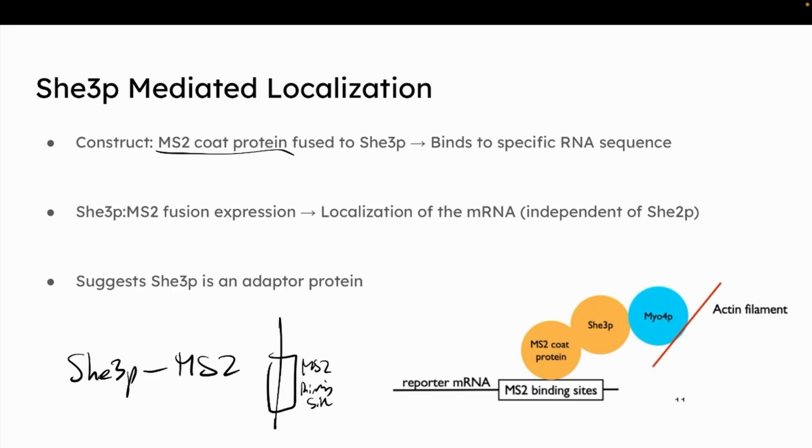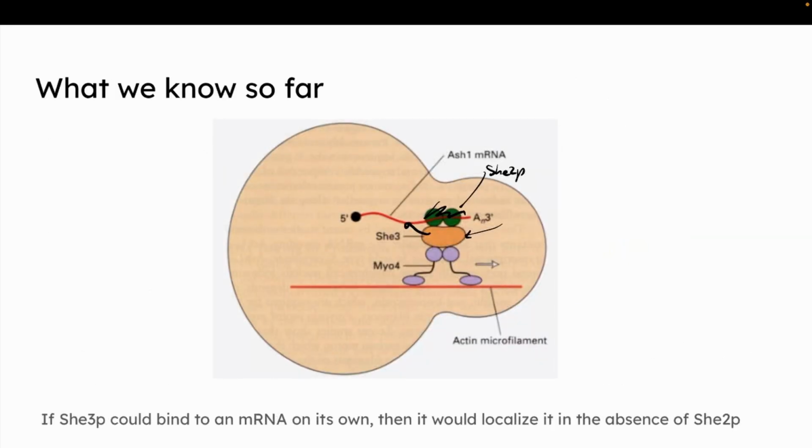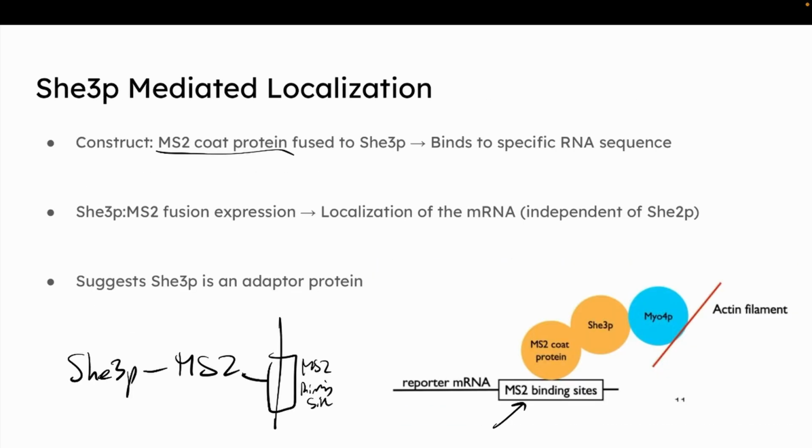And so then in this case, these guys should bind, and you can see it in this diagram, right? We have our MS2 binding site that would bind to the MS2 coat protein, which is fused to the SHEP3, and SHEP3, as in our model, should bind to MYO4, right? And this should result in localization, and that's exactly what they saw. They saw localization, and this was independent of SHEP2. So this really supports our model, and we can safely assume that SHEP3 is an adapter protein.